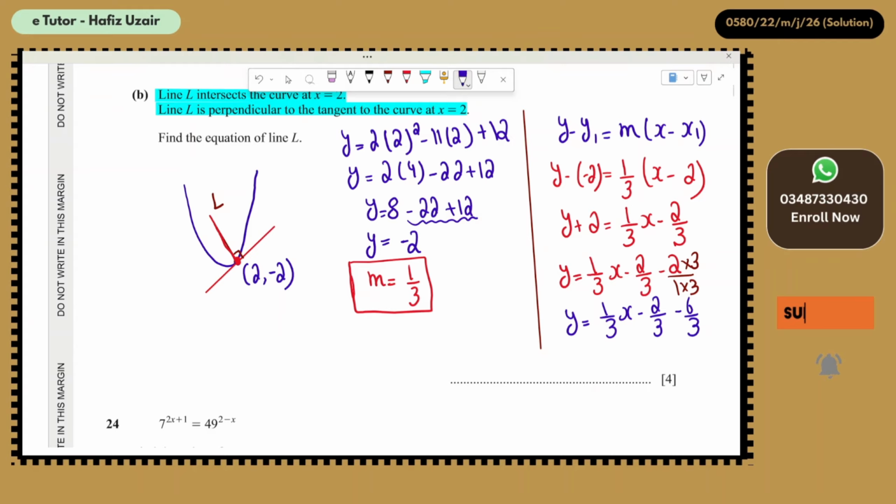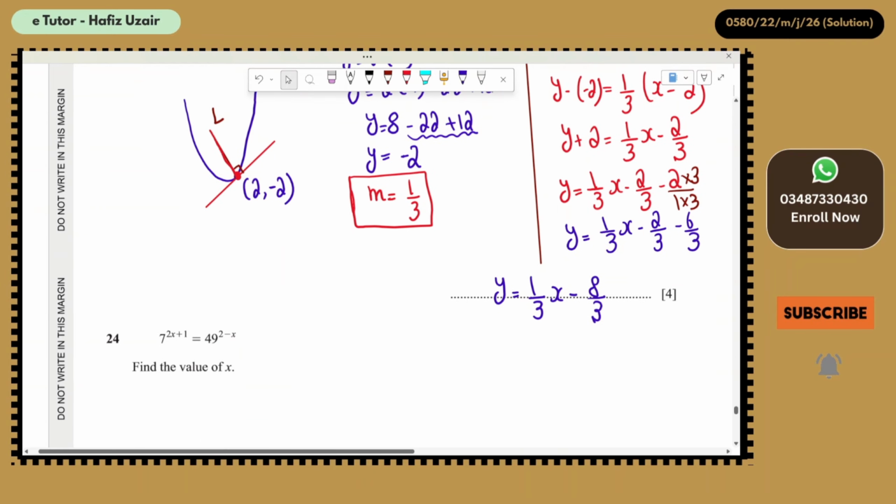And now the final answer you will get over here is y is equal to 1 by 3x, minus 6 and minus 2 will produce minus 8, so that will be minus 8 by 3. Hopefully you understand this. Okay, let's move to question number 24.